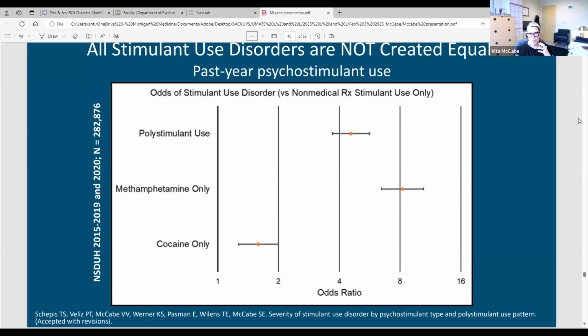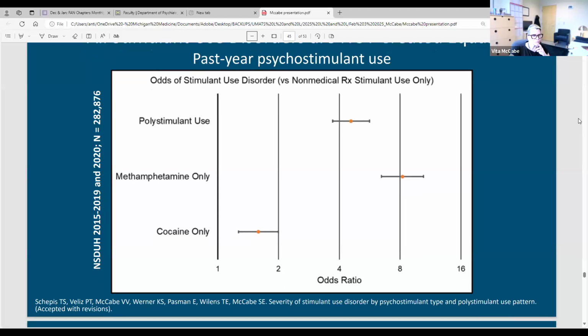And cocaine, so this was 2015 to 2019 NSDUH data. We looked at about 282,000 past year use patterns. What we wanted to really highlight in this data is that illicit methamphetamine and polysubstance use have significantly higher prevalence and adjusted odds ratio of severe stimulant use disorders. And this was really a deeper dive into severity and what use patterns look like. Next slide.